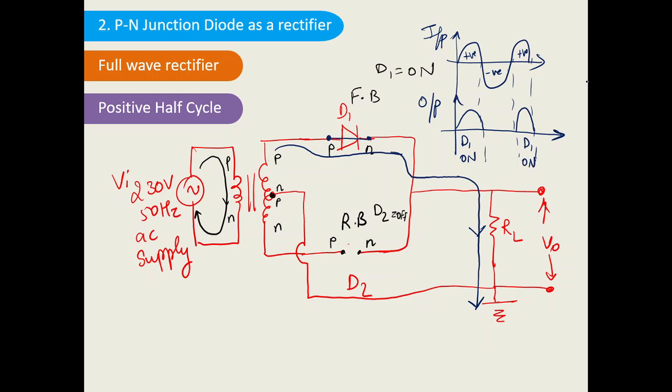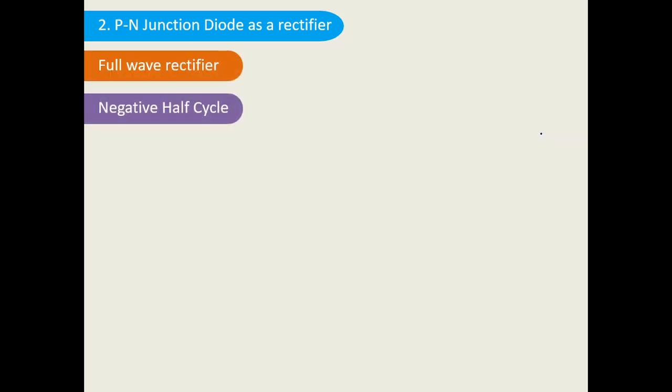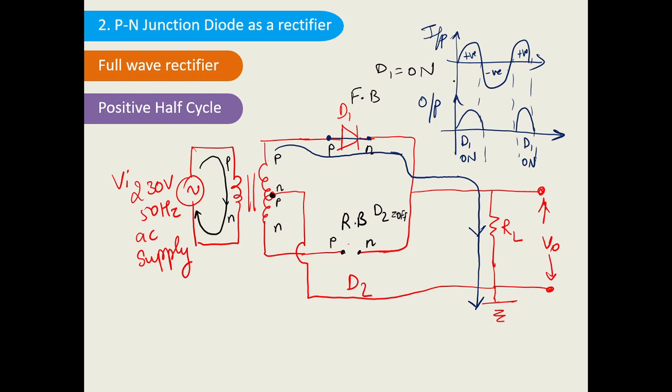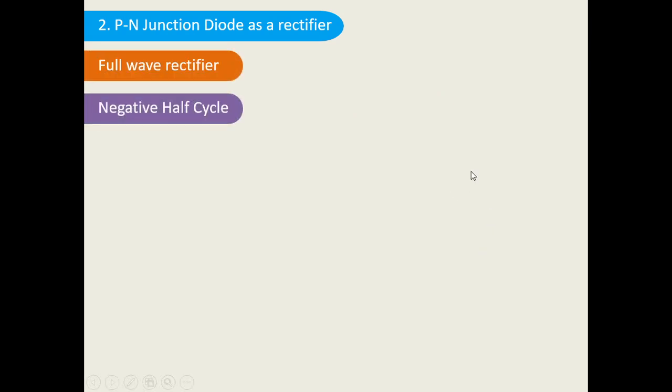Okay. Now let us consider the negative half cycle. Again, I will draw the diagram for the negative half cycle. So I hope you understood the positive half cycle. For the positive half cycle, we are getting the same output as that of the input. The current through RL, you remember, is moving in the downward direction, towards the ground. Now we'll see the negative half cycle. Again, I will draw a circuit diagram for the negative half cycle.